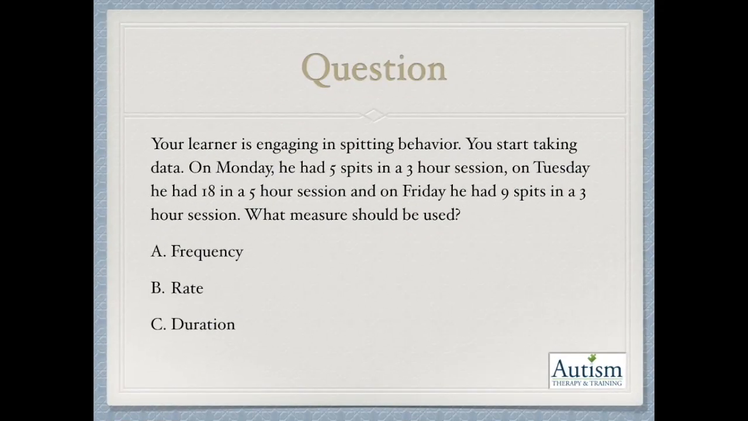Your learner is engaging in spitting behavior. You start taking data. On Monday, he had 5 spits in a 3-hour session. And on Tuesday, he had 18 in a 5-hour session. And on Friday, he had 9 spits in a 3-hour session. What measure should you use? A, frequency, B, rate, or C, duration? And the correct response is B, rate.